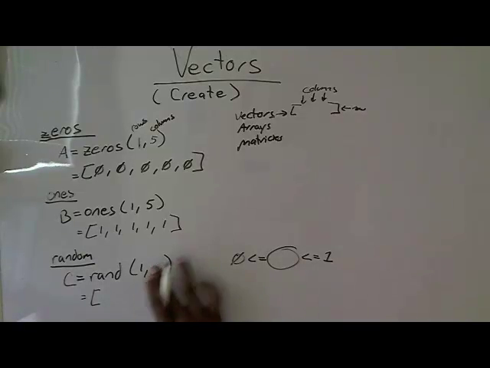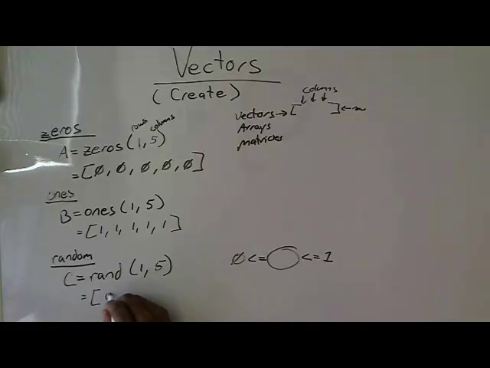So if you did rand 1, 5, you would get a vector of random numbers. In fact, if you typed it into MATLAB, you probably would get these numbers.